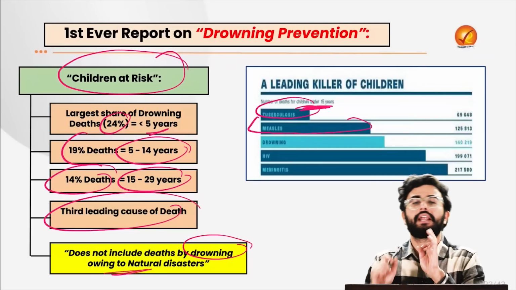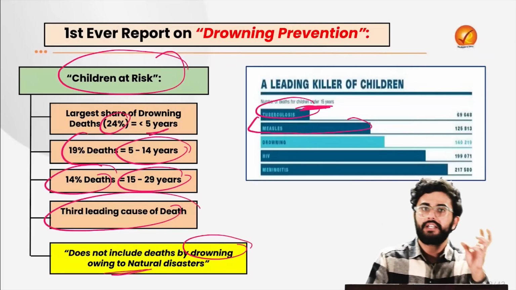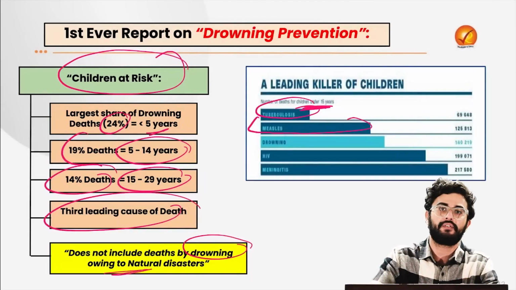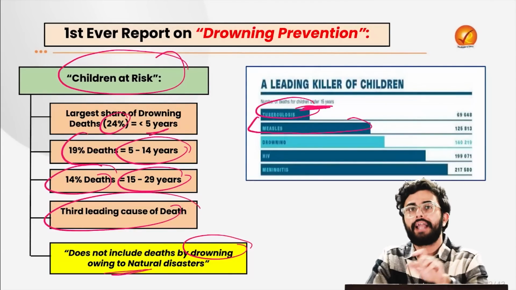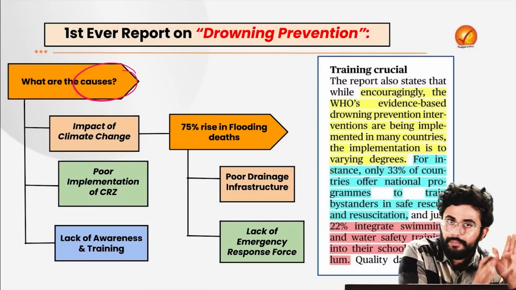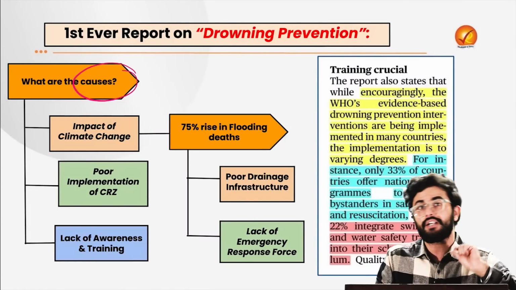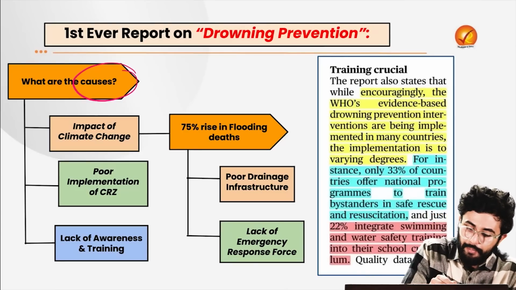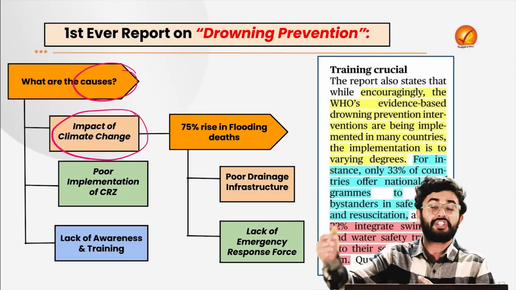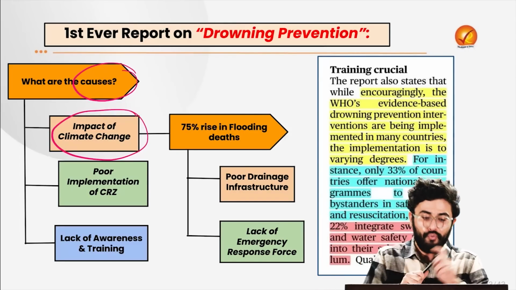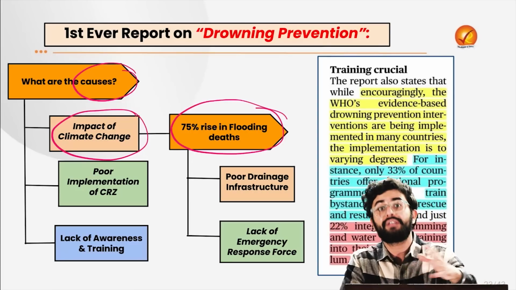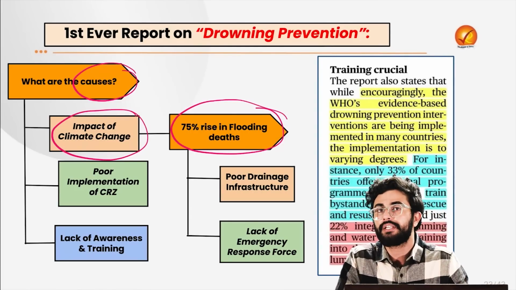The question which may arise in your mind is why we are taking drowning as a concept in such an initial phase of our discussion. Is it that important? The report itself suggests that one of the major causes of these drowning deaths is the impact of climate change. So you can relate this with the concept of climate change and write a point there as well. What is happening because of climate change? There is a 75% rise in extreme weather events and in the flooding deaths which are taking place.